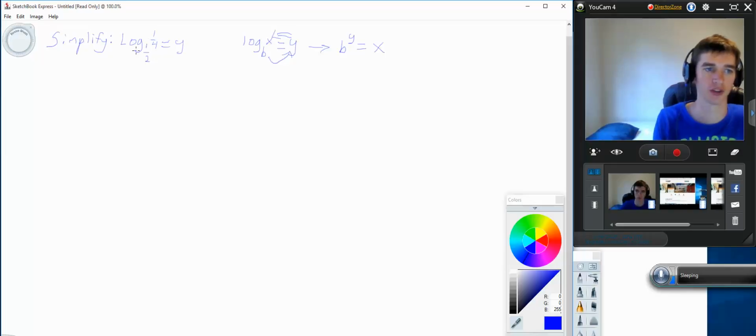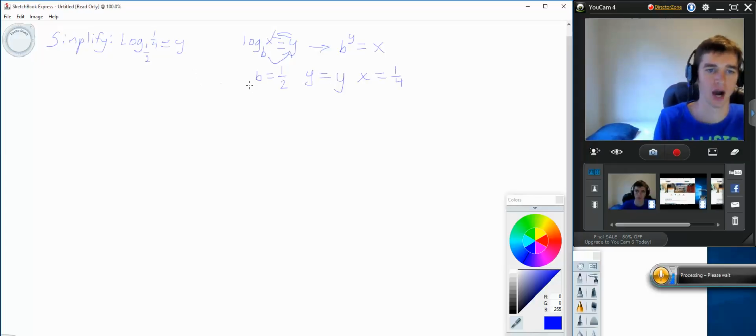See here, there's 1/2. Here's b. So b equals 1/2. And then we have y and y, so y equals y. And then we have 1/4 and we have x, so x equals 1/4.